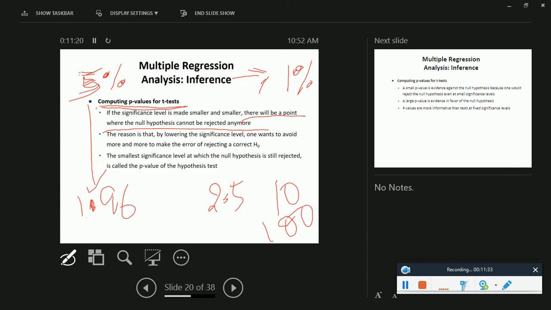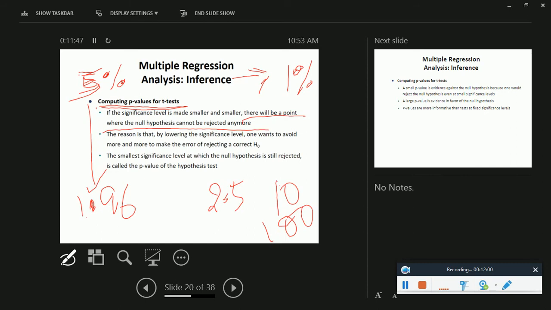Okay, the reason is that by lowering the significance level, one wants to avoid more and more the error of rejecting a correct H naught, or a correct null hypothesis. So you guys have learned about type 1 error and type 2 error, right? So what is type 1 error and type 2 error?